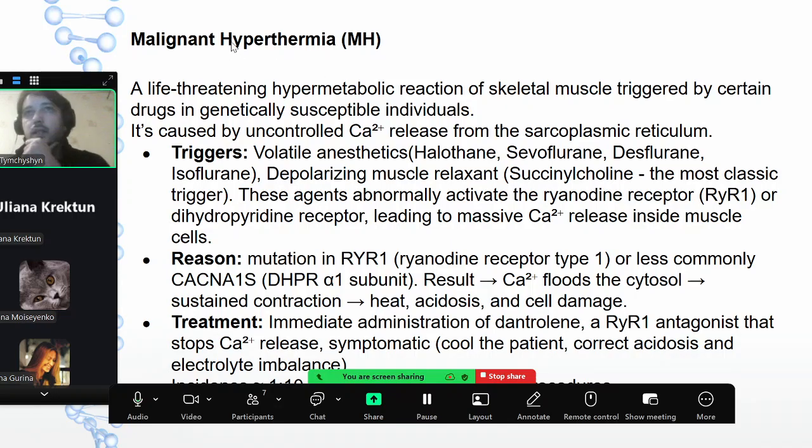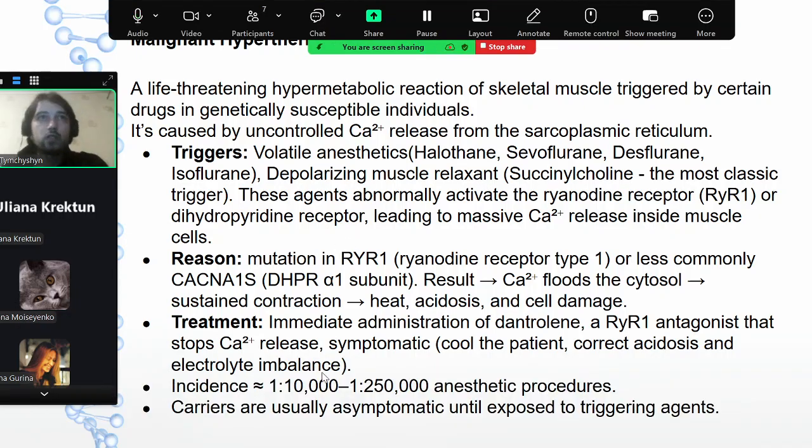Here is one more disease I have considered here. That's malignant hyperthermia, MH. That's a hypermetabolic reaction of skeletal muscle triggered by certain drugs in genetically susceptible individuals. So it's a pretty interesting thing, because many people don't even know they have this sort of condition, and probably it can be diagnosed only by considering some sort of genetic information. And that's caused by uncontrolled calcium release from the sarcoplasmic reticulum.